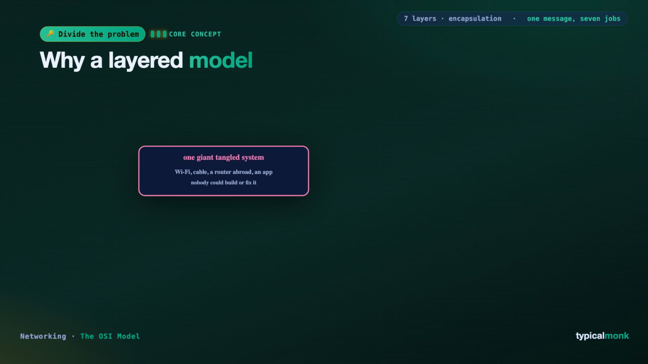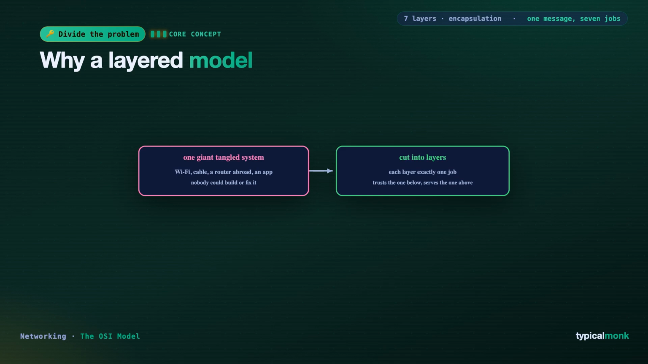Let us start with the question a good engineer always asks. First, the why. Not, what are the layers, but why layers at all? The reason is that networking is an enormous problem. Getting a message from one program to another might involve a Wi-Fi radio, a copper cable, a router in another country, and an app written by a stranger, all cooperating perfectly. If you tried to design all of that as one giant tangled system, nobody could build it, understand it, or fix it.